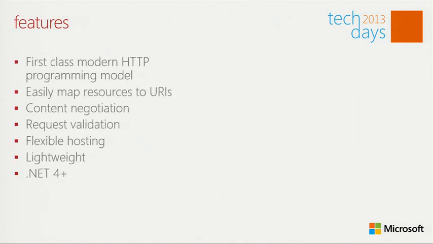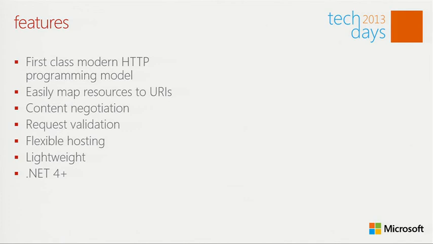So, a modern programming model, easily map your resources to URIs. If you're thinking of, let's say, an employee, we're doing routing based off of the HTTP verb that you're providing. So instead of having routes that do RPC type of calls, you're actually working with entities, which is a lot cleaner and maintainable. We provide content negotiation, as I mentioned. You want JSON, we'll give you JSON. You want XML, we'll give you XML. It really allows you to broaden your reach across the various client devices.